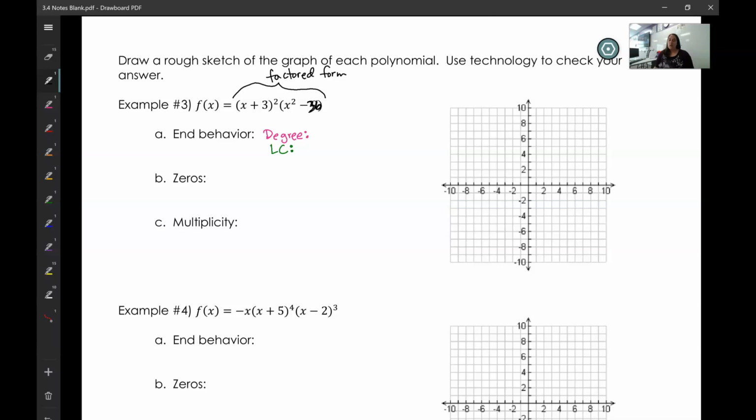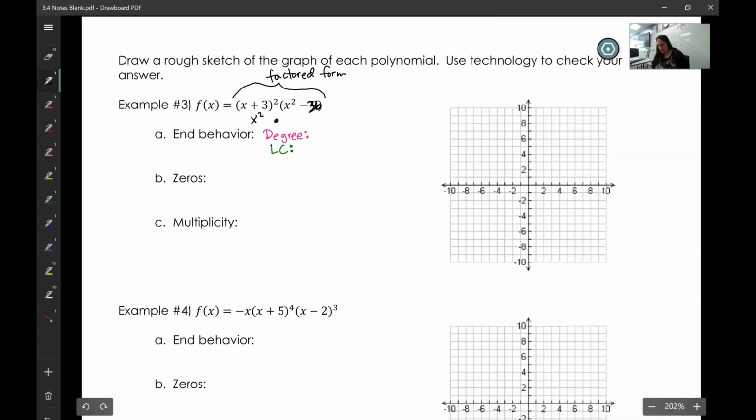If I want to find the degree, I need the biggest exponent. But that only works when it's all multiplied out. So I'm going to pretend to multiply it all out. I don't have to do all of it because I only need to know what the biggest exponent is. If I think about this part right here, x plus 3 squared, what is the biggest exponent I'm going to get? Well, that's an x squared. I'm not going to get an x cubed or an x to the 4th. The biggest I'm going to get is an x squared.